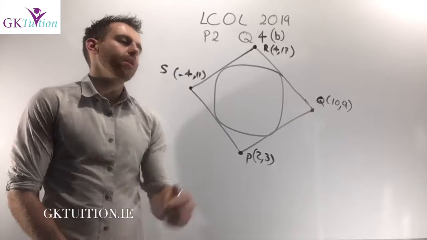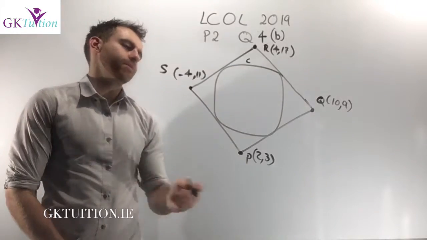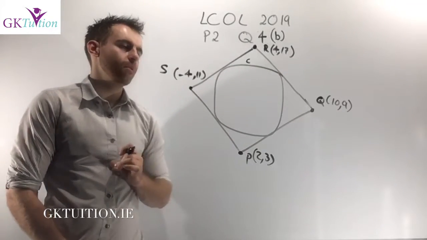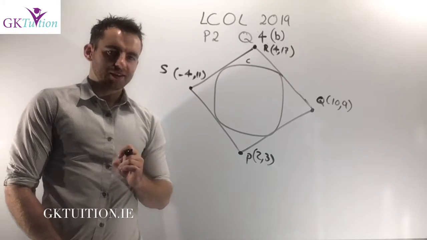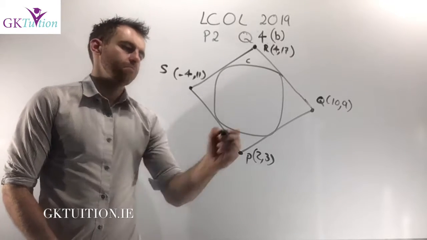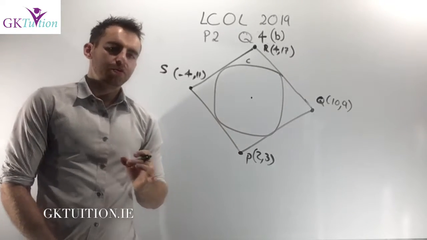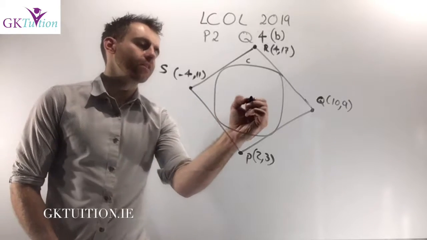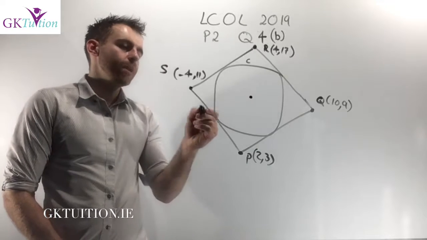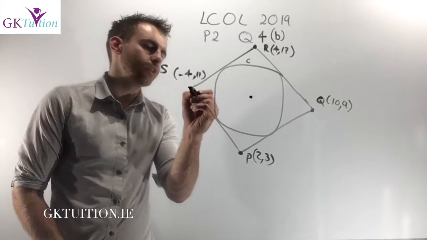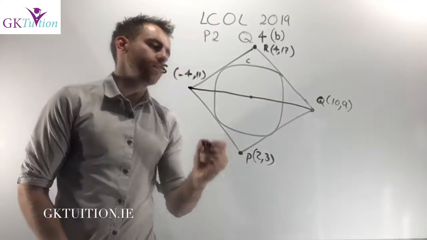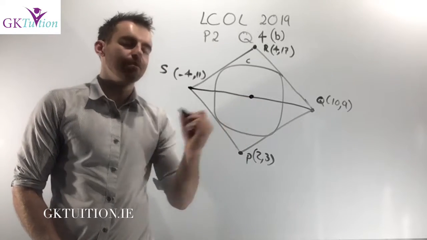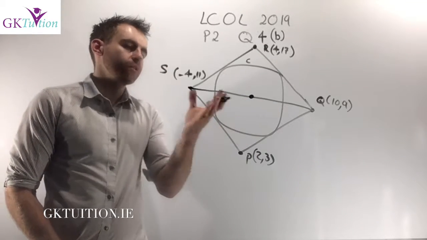Now for part B, I've made a very feeble attempt at drawing the circle, but it doesn't matter for the moment. We're asked to find the center of the circle C, somewhere in the middle here. You need to realize that this is a perfectly symmetrical diagram. The center of the circle will be the midpoint of the line that joins S to Q. The midpoint of the line SQ will tell me the center of the circle.